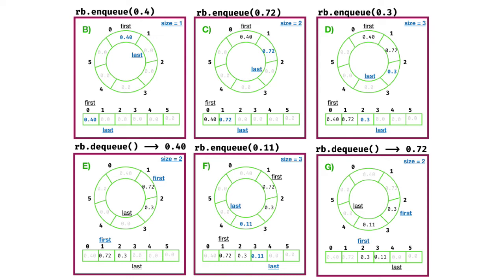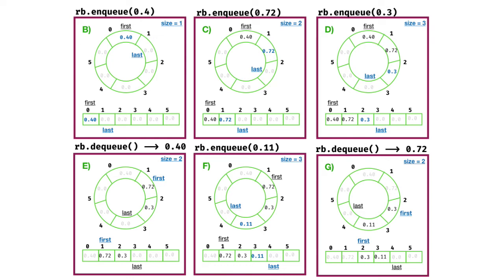Next, we enqueue another element, a 0.72, that adds the second value in the cell number 1, both in the circular and array representation. It moves last, it increments it by 1 spot, and it increments size again by 1. So again, same 3 operations: change the value in the array, increment last by 1, increment size by 1. Now we do that again with enqueue of 0.3. We modify a value from 0 to 0.3 in blue. We increment last by 1, and we increment size by 1, which is now 3. So now we understand how the enqueue operation works.